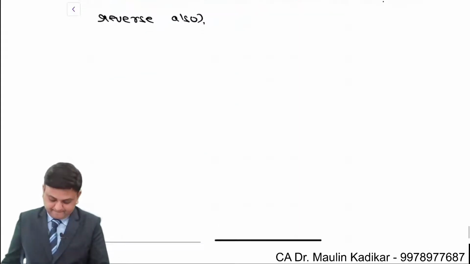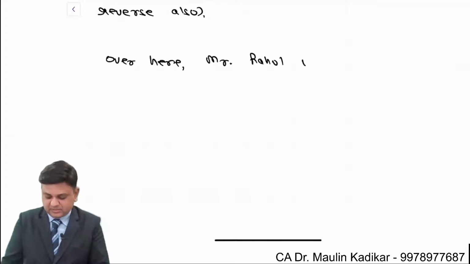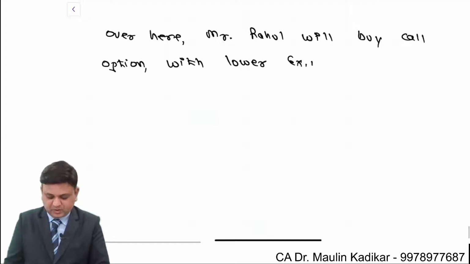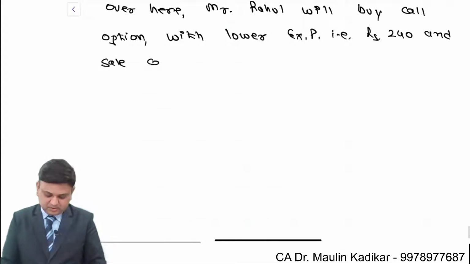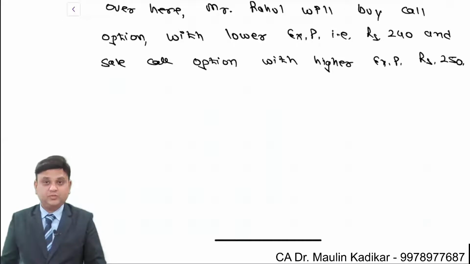With paragraph write down, over here Mr. Rahul will buy call option with lower exercise price, that is rupees 240, and sale call option with higher exercise price, rupees 250.